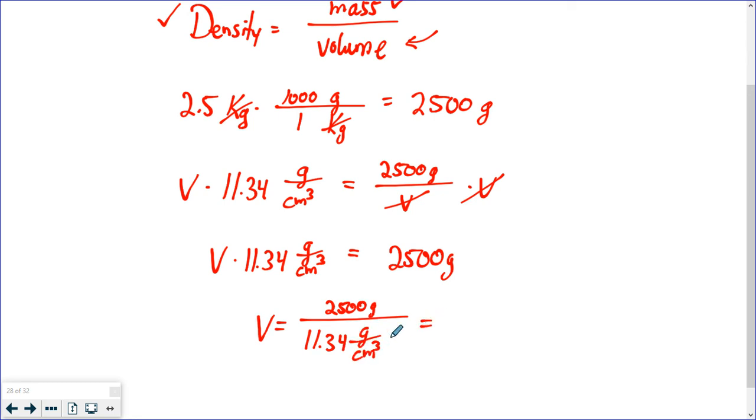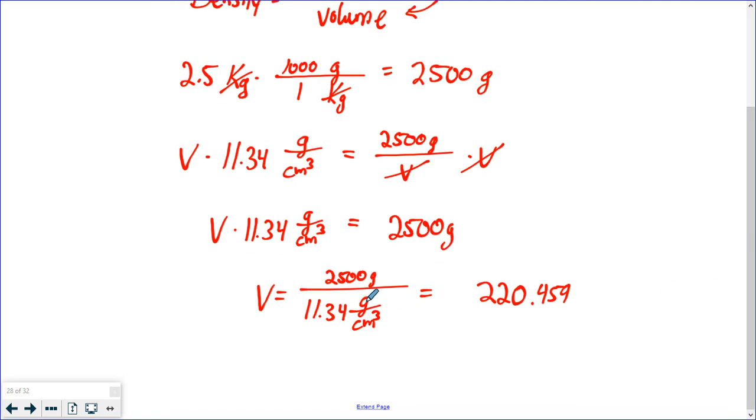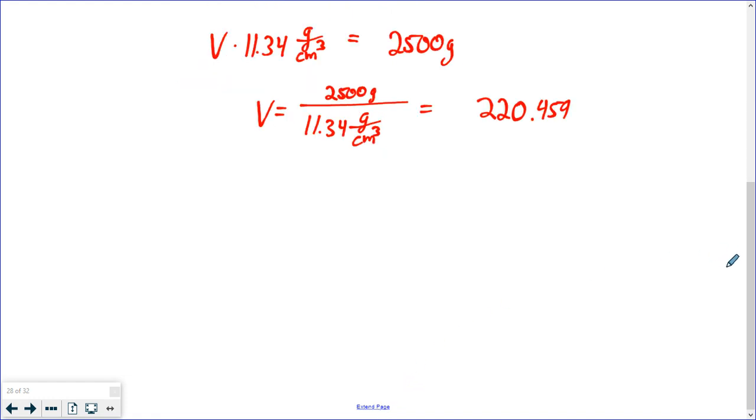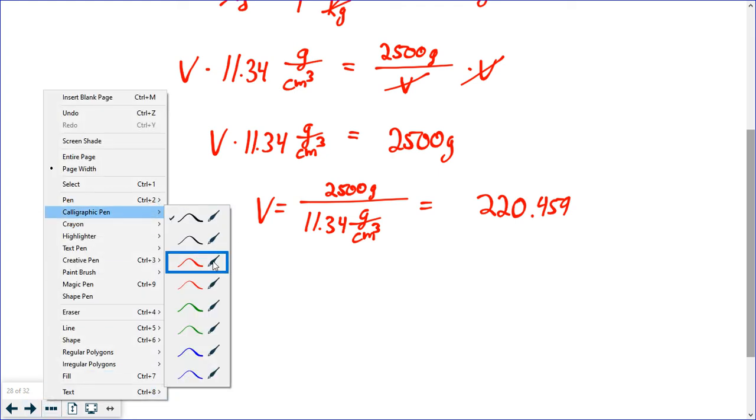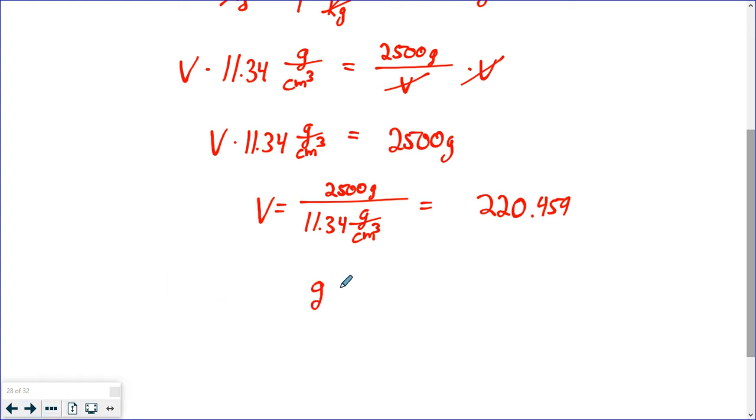If you type this in your calculator, you get 220.459. Let's look at our units. A gram divided by a gram over a centimeter cubed. How do I do that? Well, dividing by a fraction is the same as multiplying by the reciprocal. And so if I'm dividing by grams per cubic centimeter, that's the same as a gram times the reciprocal of my fraction down below. That's centimeters cubed over grams. Well, grams divided by grams, those cancel. I'm left with centimeters cubed.